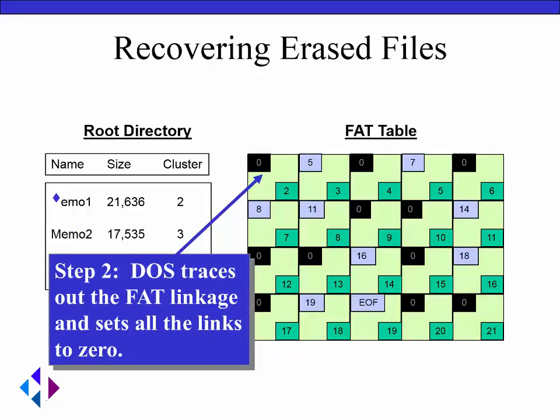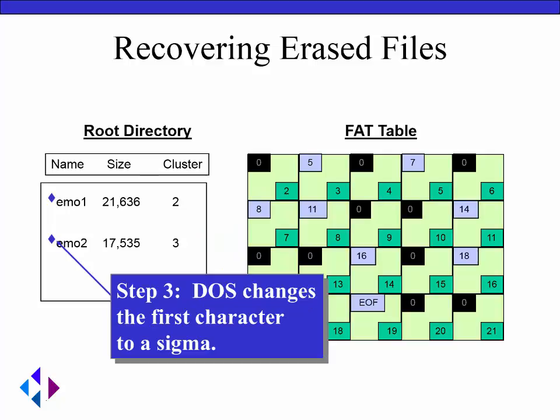The operating system then traces out to the FAT link and sets all the links to 0. Cluster number 2 is 0, number 4 is 0, so on, all the way down to cluster number 21, which is the end of file marker, and that is placed to 0, thus freeing up all these FAT table entries and that space associated with it for any new file that is created. The third step that is done, DOS will change the first character of the second file, memo2, to a sigma also.